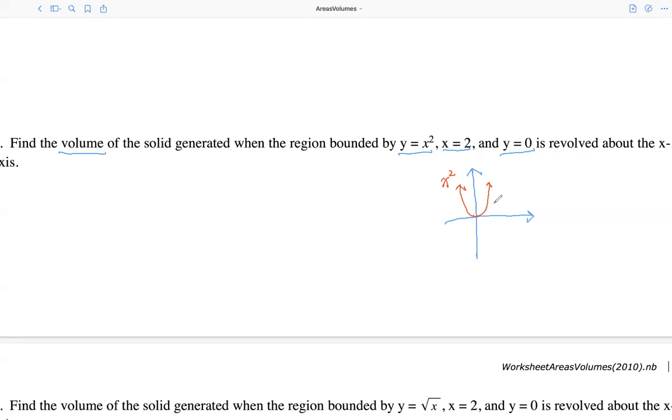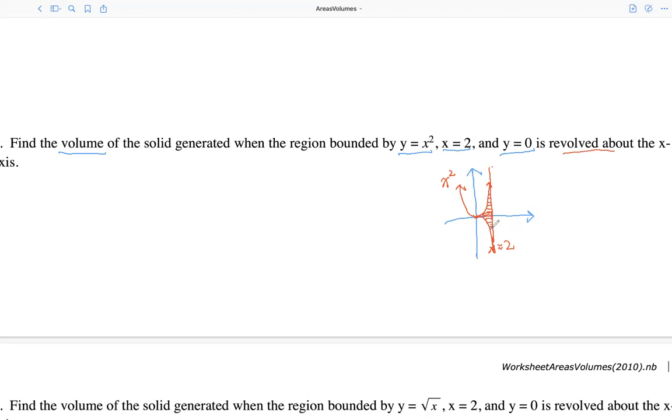And x equals 2. Well, 2 is somewhere here. So a vertical line, x equals 2. Then y equals 0 is just the x-axis. So the region we see is bounded by these three things, which is this. And then it's revolved about the x-axis. So the axis of symmetry is the x-axis.